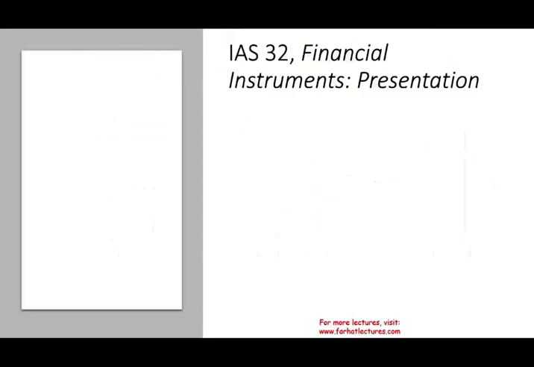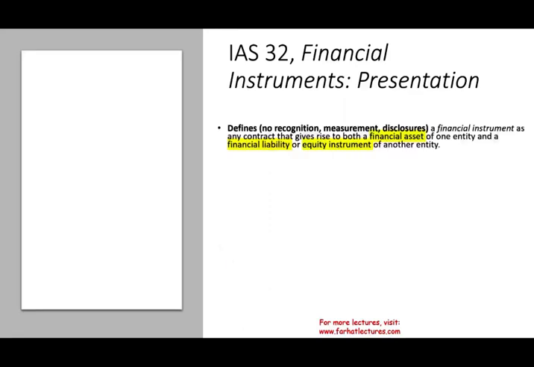So today we're going to focus on IAS 32, which is financial instrument presentation. So what is that? Well, IAS 32 defines a financial instrument as any contract that gives rise to both a financial asset of one entity and a financial liability or equity of another entity. That's all it does.